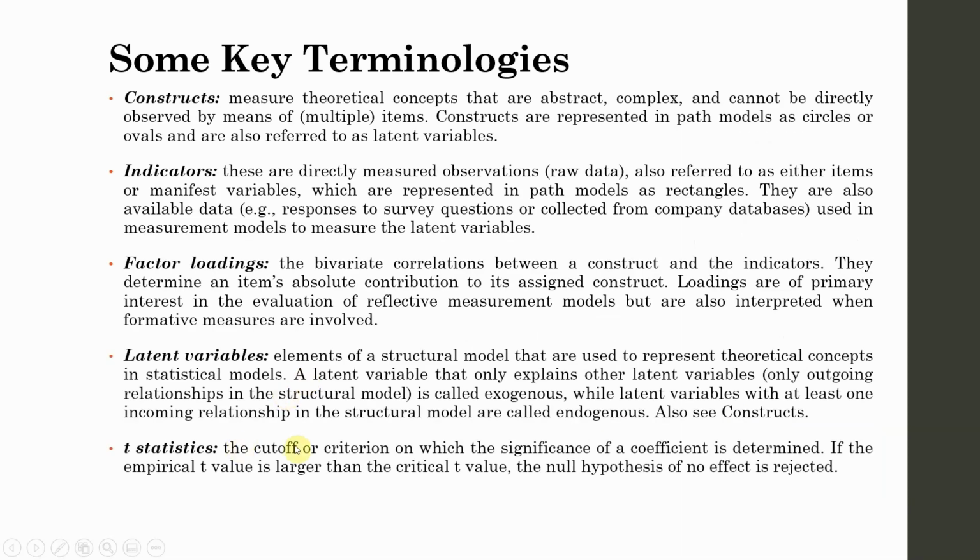Now, T statistics. This is the cutoff criterion on which the significance of a coefficient is determined. Whether your relationship is significant or not is determined based on the T statistic. If it is above a certain threshold, you can say the relationship is significant.